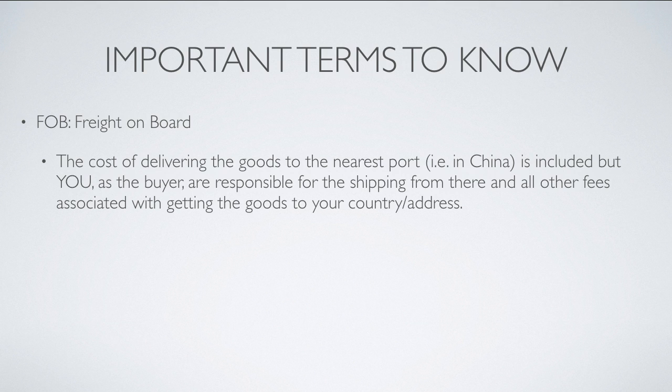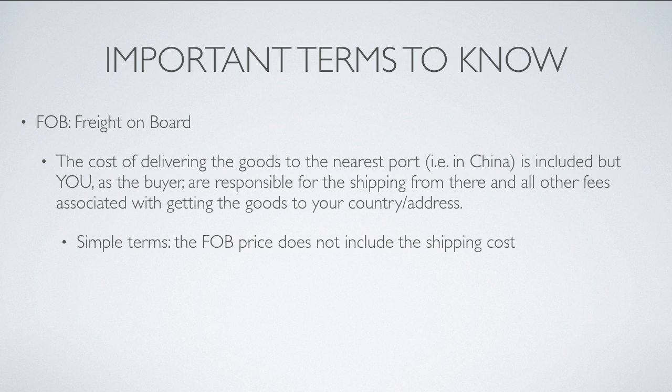But you, as the buyer, are responsible for the shipping from there and all other fees associated with getting the goods to your country or to the final address or the destination. Okay, so in simple terms, this basically means that the FOB price does not include the shipping cost. This is very important because you'll see the FOB price on listings on Alibaba when you're looking for suppliers for your product. It's very important that you understand that that FOB price does not include the shipping cost.